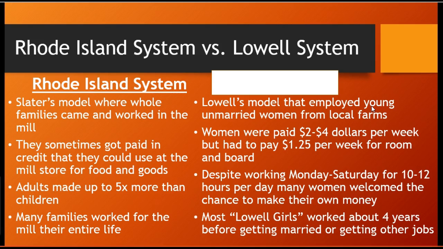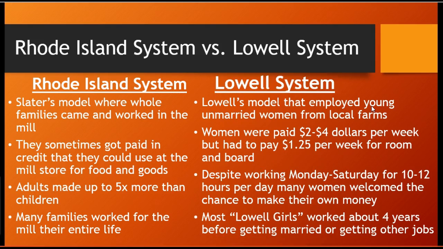The adults, they would make up to 5 times as much money as the children, which, considering that they were both working very hard, was oftentimes pretty unfair. And many families, once they got into the mill life, once they got into the Rhode Island system, they found it difficult to get out of it, difficult to escape. They were stuck in that system.